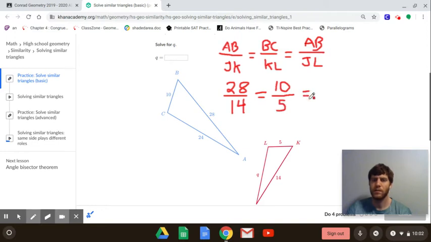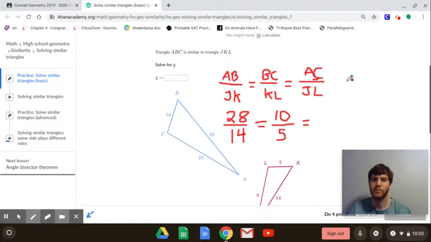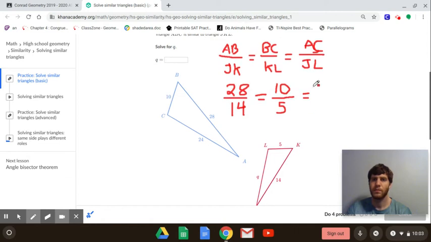And then AB, oh, I'm sorry, we screwed this. This should have been AC. Right, this should have been AC over JL. Okay, so it's going to be 24 over Q.